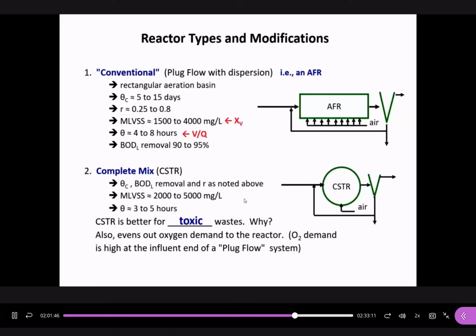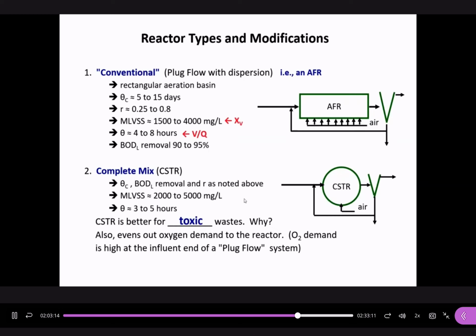So let's compare PFR with CSTR. This is PFR, this is CSTR. PFR is typically rectangular, CSTR circular. They have certain differences in theta C and MLVSS. CSTR is better for toxic wastes. Why? What is CSTR? Constant stirring, complete mix. Because if you have a shock or sharp increase in toxic concentration, CSTR can quickly average out the concentration, because it's complete mix. But for PFR, you always have the highest concentration at the front.